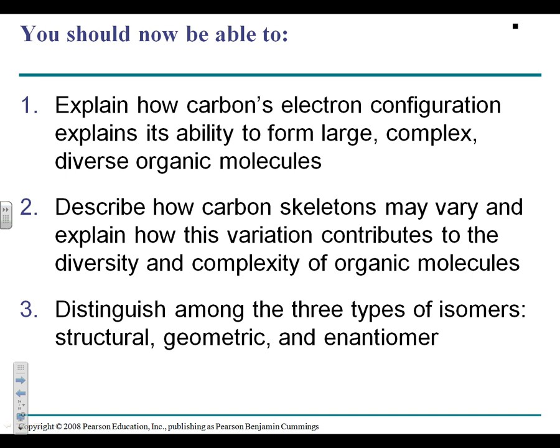At the end of this discussion, here are some important points that you should be able to take home with you. Explain how carbon's electron configuration explains its ability to form large, complex, diverse organic molecules. As the week progresses, we are going to be talking about different divisions of these complex organic molecules. You should be able to describe how carbon skeletons may vary and explain how this variation contributes to the diversity and complexity of organic molecules. And you should be able to distinguish among the three types of isomers: structural, geometric, and enantiomer.